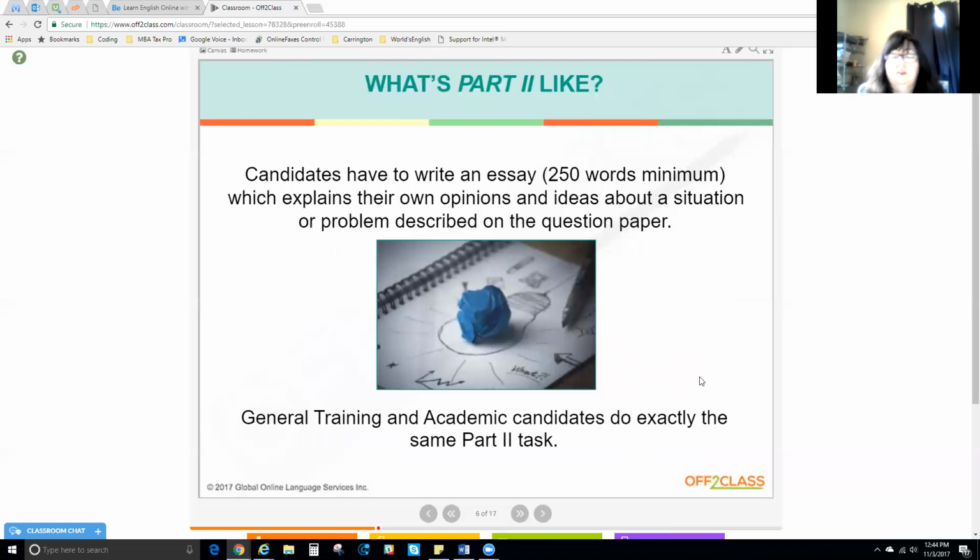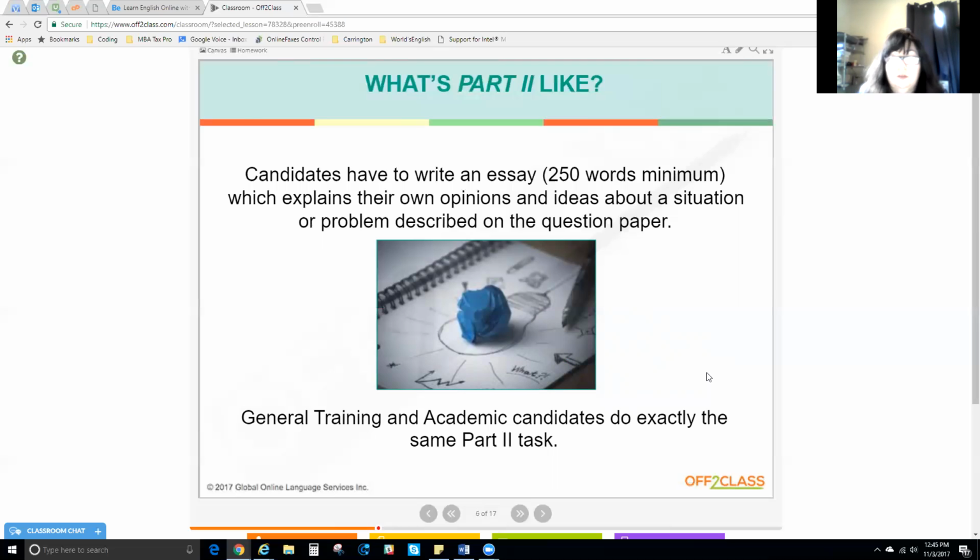Okay, and what's part 2 like? This is the same regardless of which test you take, academic or general. And you will have to write an essay of at least 250 words explaining your own opinions and ideas about a situation or problem described on the question paper. So you'll be presented with a situation or a problem and asked about your opinion. And it's pretty easy for us to come up with our own opinions about things. So I wouldn't be too concerned about what the question is going to be, but be more concerned about how to structure your answer.